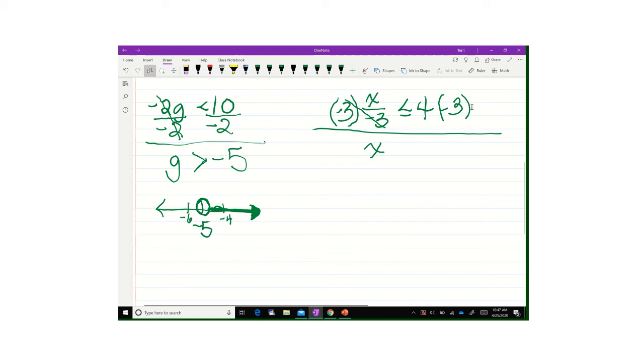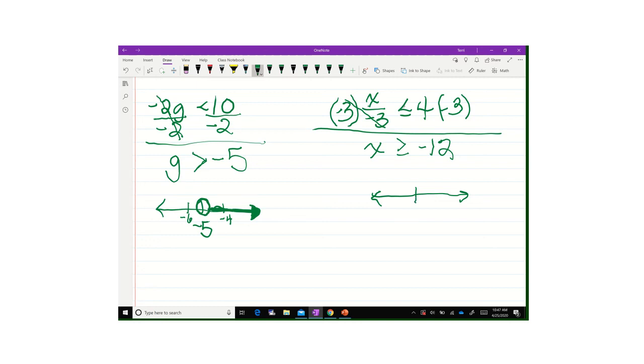Because we're multiplying both sides here by a negative number, my inequality, less than or equal to, needs to flip. It now becomes greater than or equal to. And then 4 times negative 3 is a negative 12. So x is greater than or equal to negative 12. And let's do one more graph here.